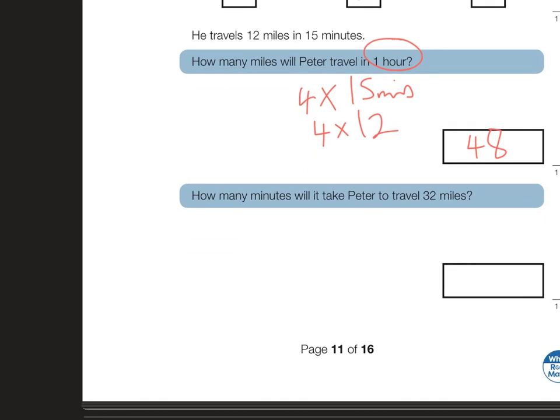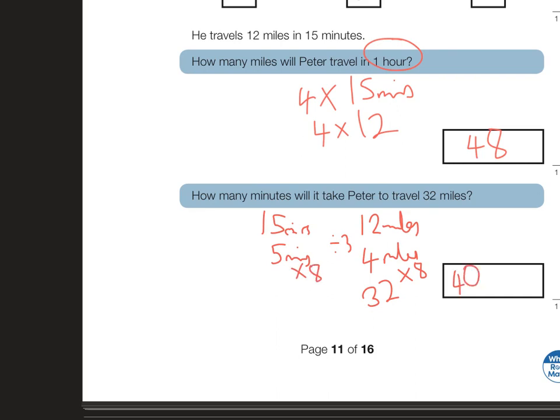What if you want to go 32 miles? Well, 15 minutes is 12 miles. I can't make 12 into 32, but I can divide it by 3, and if I divide by 3 I'll get 4 miles, which I can make into 32. Divide by 3, so in 5 minutes I go 4 miles, and times by 8, 5 minutes times 8, 40 minutes.